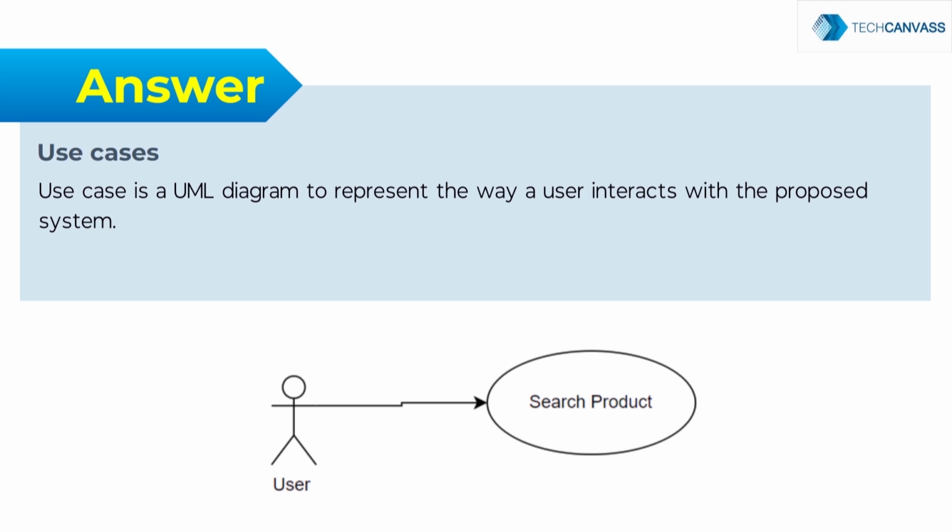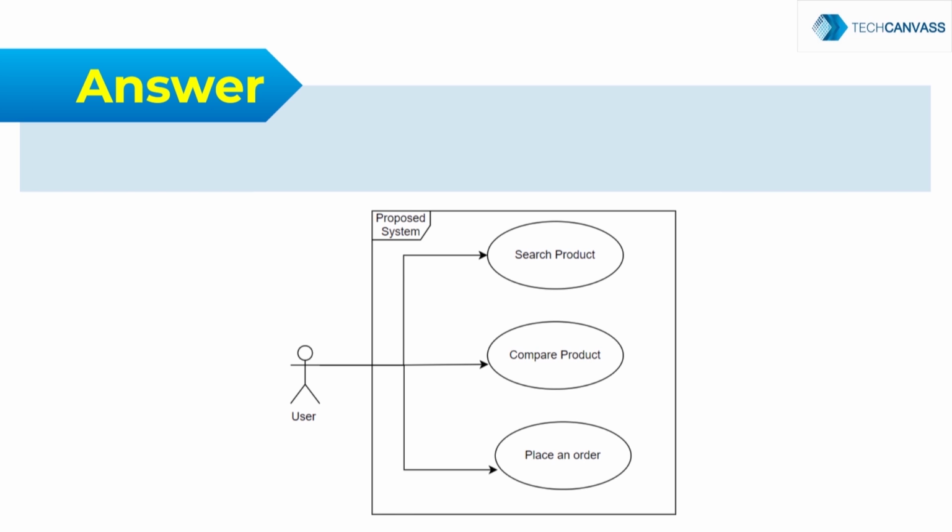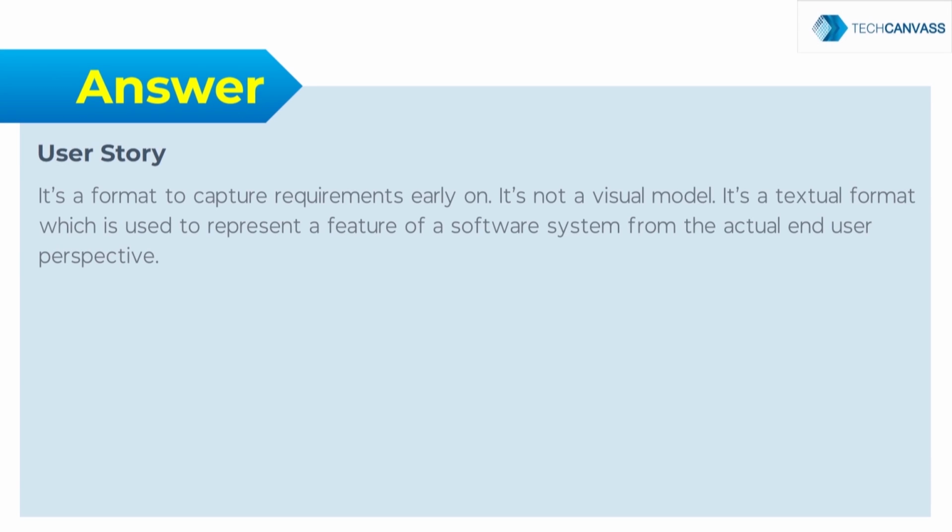The use cases for a system are put together in a use case model. There could be multiple actors, there could be multiple use cases. For example, a user can search and compare products, place an order, and even view the order history. You can see the diagram on the screen. User stories are a format or a structure to represent a feature of a software system from the end user perspective.